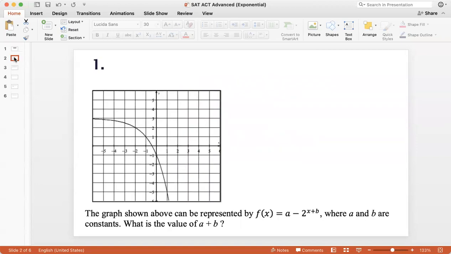Question 1. The graph shown above can be represented by f(x) = a − 2^(x+b), where a and b are constants. What is the value of a plus b?